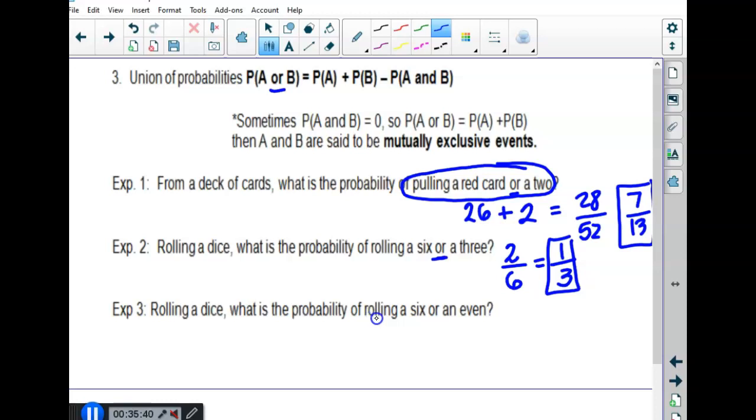Rolling a dice, what's the probability of rolling a 6 or an even number? Now, this is one with overlap, right? But how many are either a 6 or an even number? Well, 2's a winner, 4's a winner, 6 is a winner. We already got 6, so it's a total of 3 out of 6 or 1/2. Everybody's good?